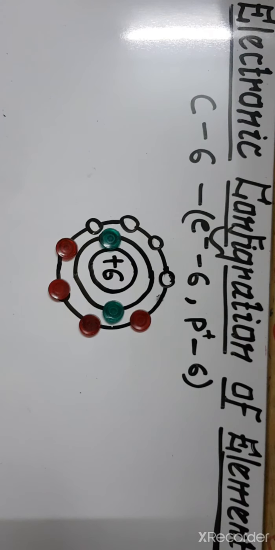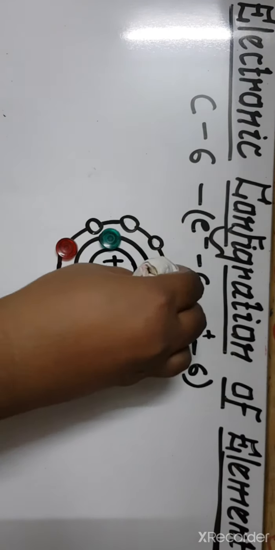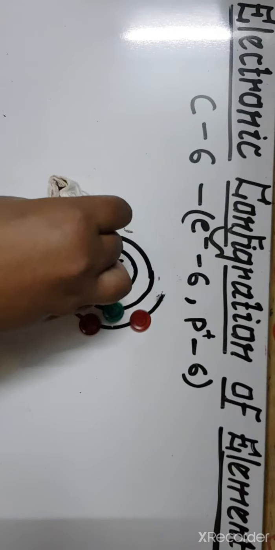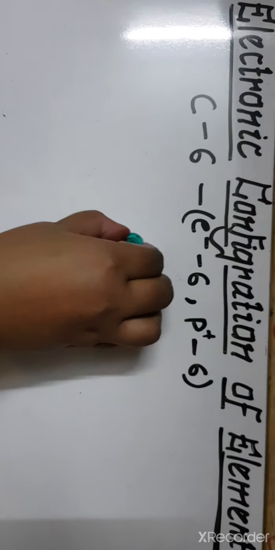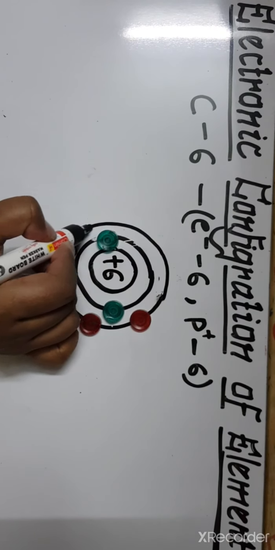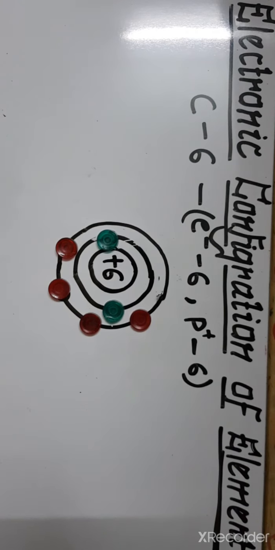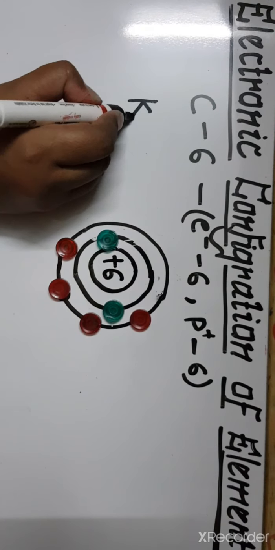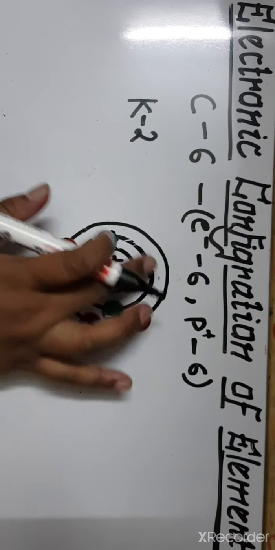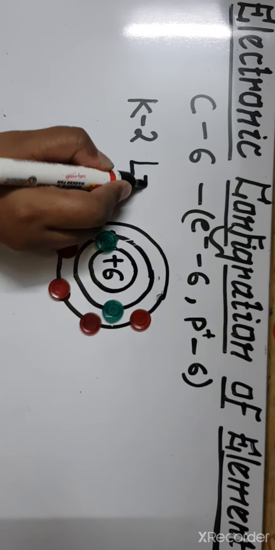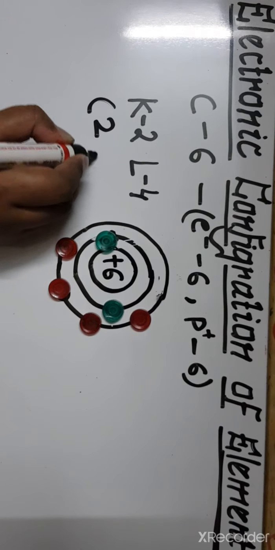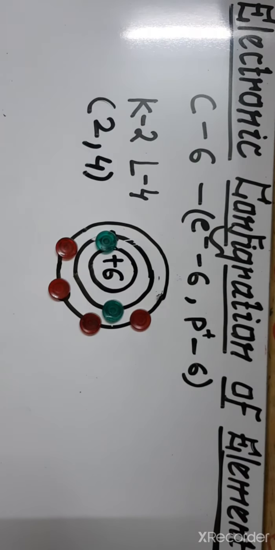This empty space we will erase and we will complete our shell over here. Then the atomic structure of this carbon atom will be complete. So this is the atomic structure of carbon. Now we will write the number of electrons in the K shell and the number of electrons in the L shell. In the K shell there are 2 electrons. And in the second shell, which is the L shell, we have a total of 4 electrons. So what will be the electronic configuration of carbon? The electronic configuration of carbon will be 2, 4.